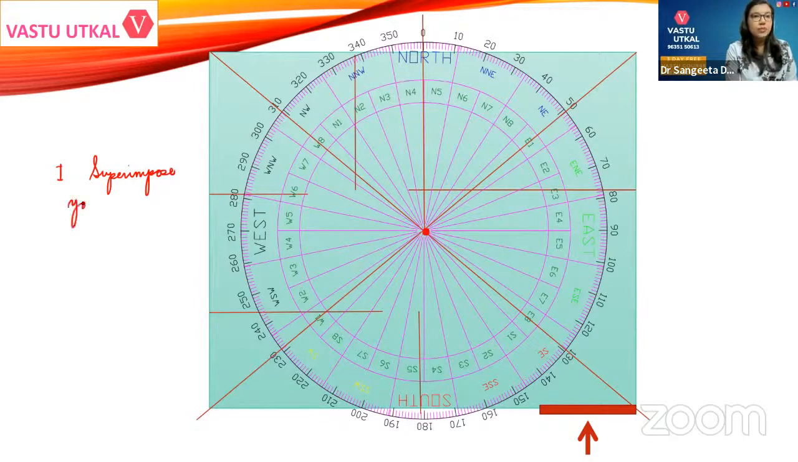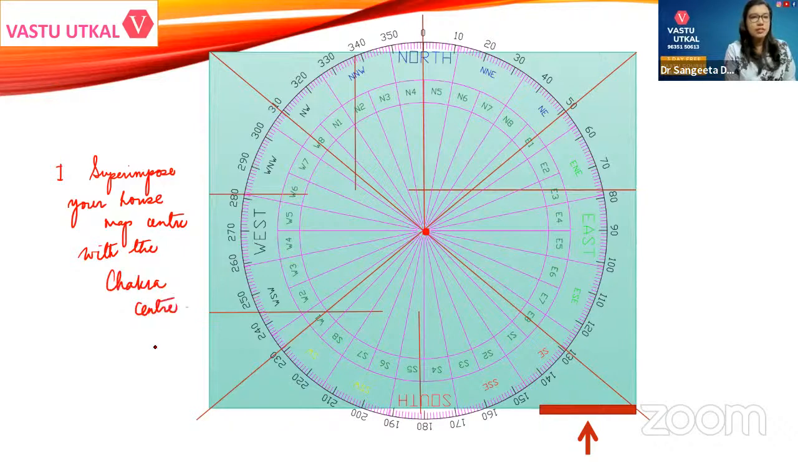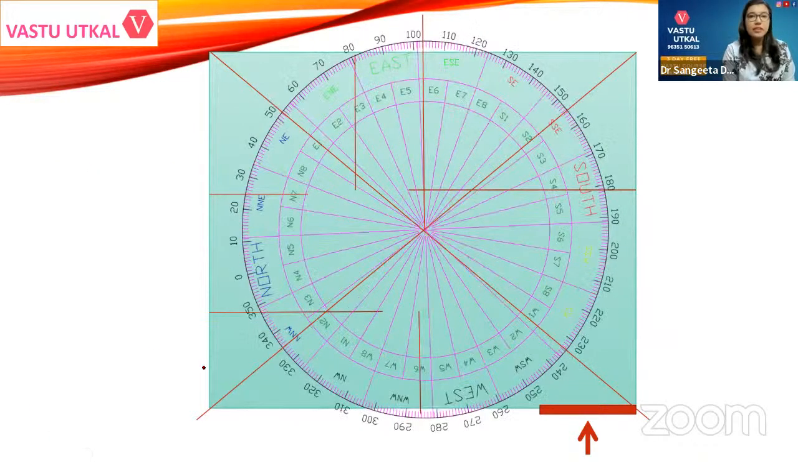So superimpose your house map center with the chakra center. Done. Once you have done that, the second process is you have to rotate the chakra.